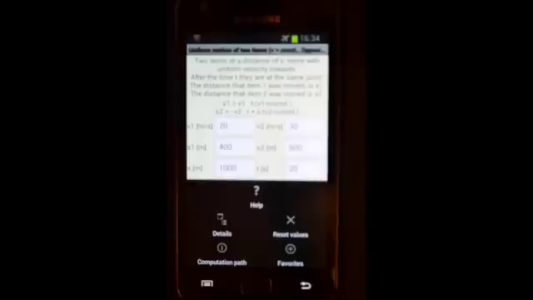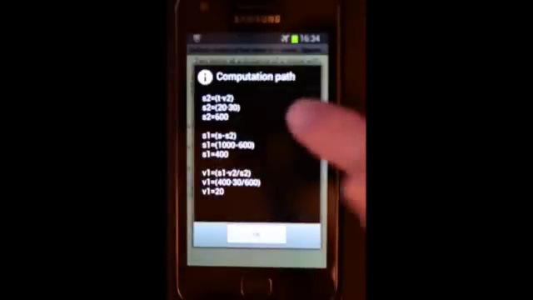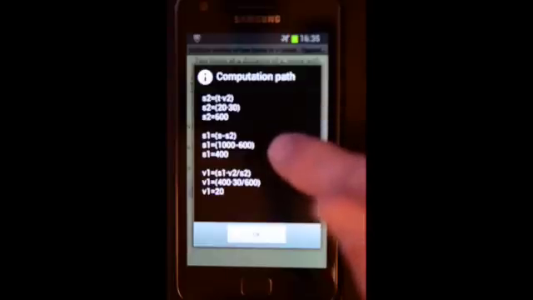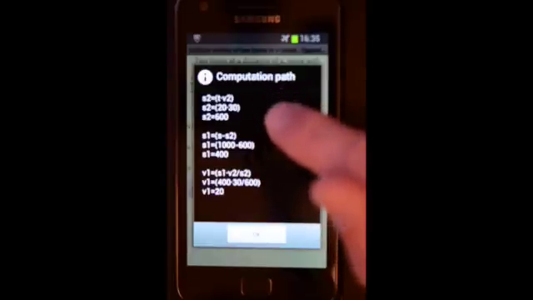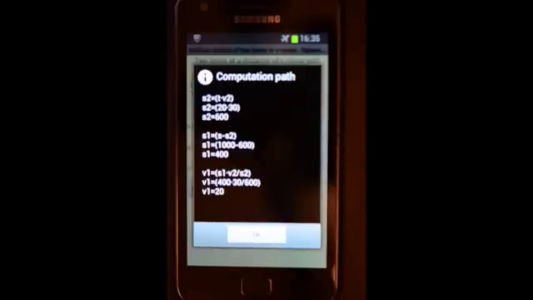Another highlight of the app, please don't tell your teacher, is the solution path. With this menu item, you will see how to solve the exercise. These are the steps Mathe Expert calculates: the distance 2, the distance 1, and the velocity of train 1.